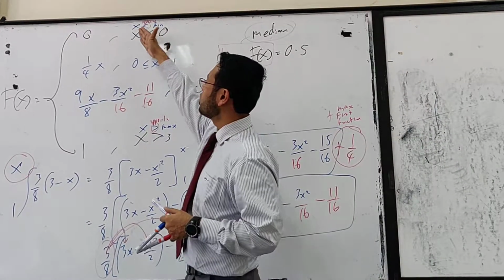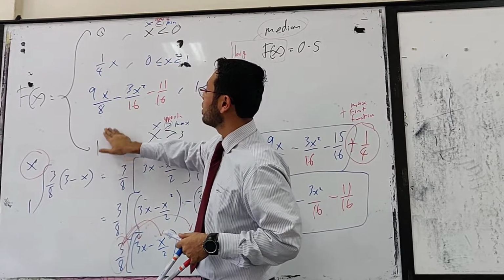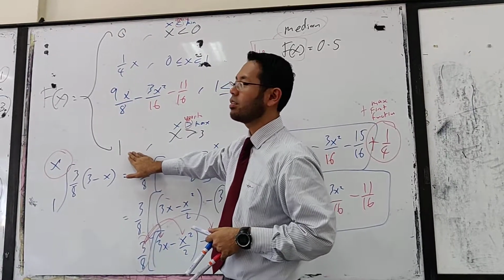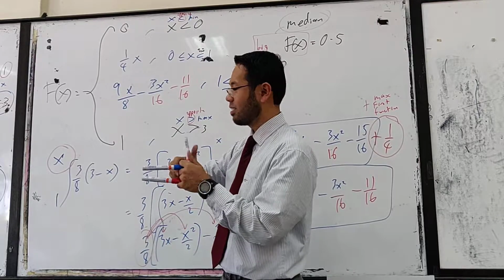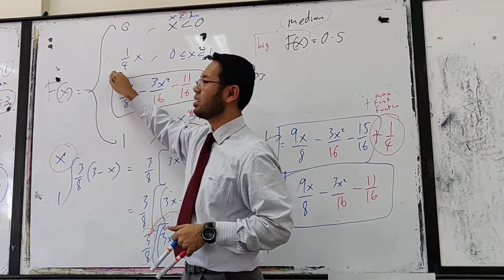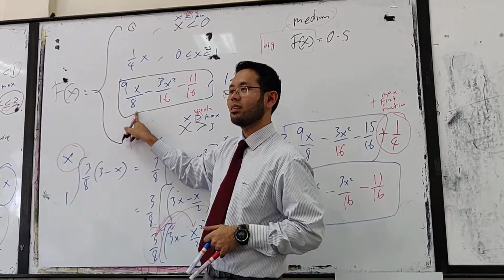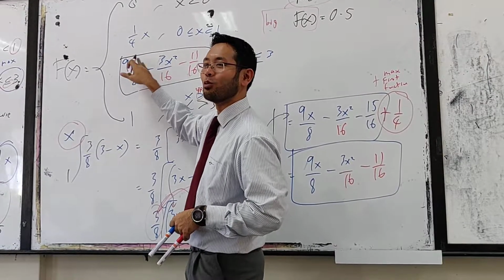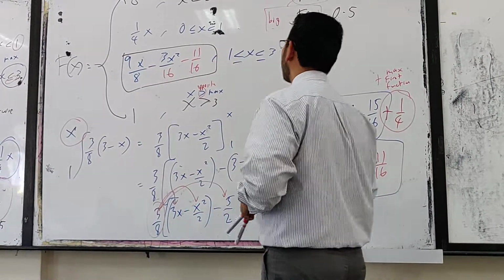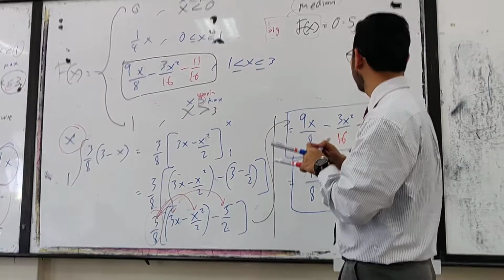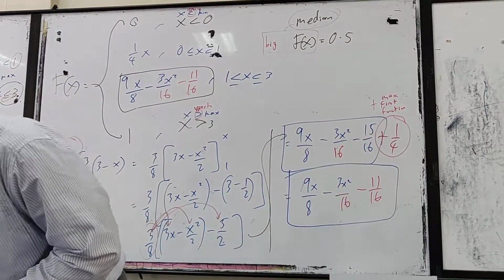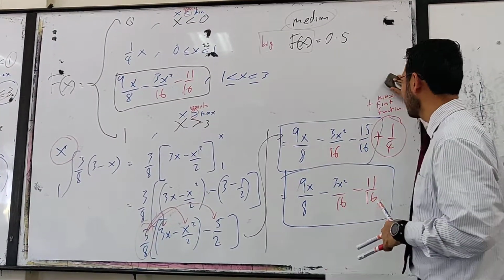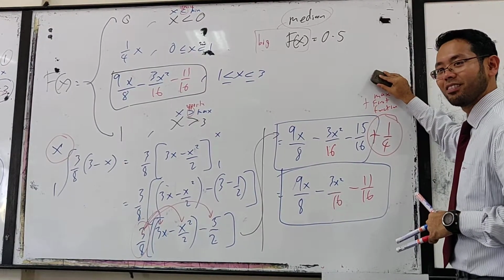So which one should I choose? 1, 2, 3, 4. Two. This one, right? Why this one? It's the second function. 0 and 1, we don't use that. 1 and 2, we use the second function. So I need to rub off a bit.